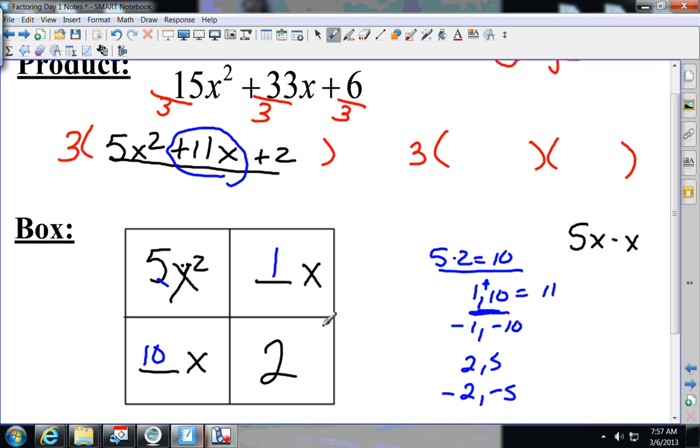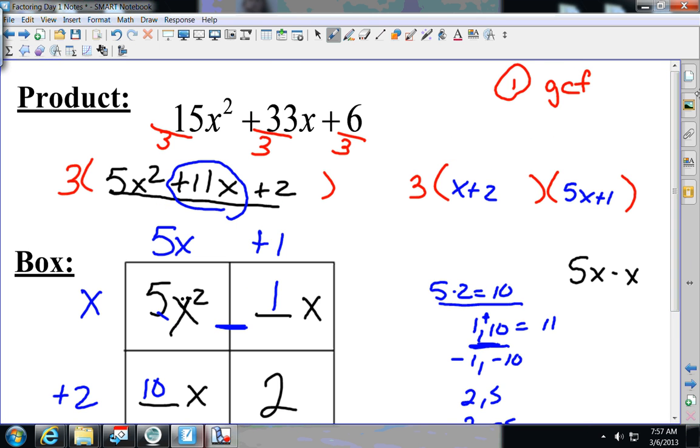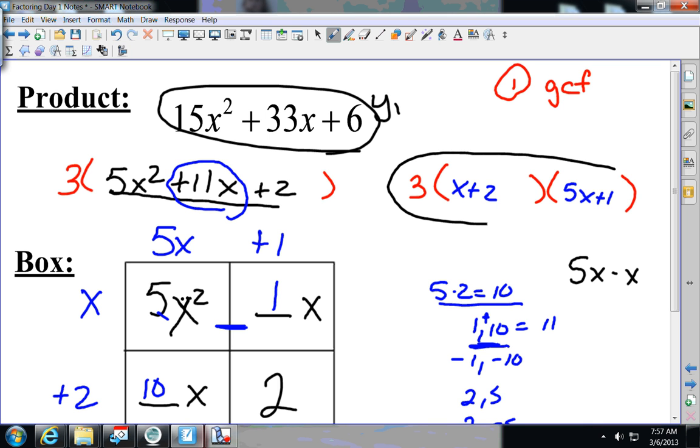You should also be able to see that out of these two boxes right here, what's the GCF? 1x. And so up top will be the 5x. Well, x times what gives you 1x plus 1. 5 times what gives you 10x plus 2. So I'm going to have x plus 2 times 5x plus 1. Remember to check it. You need to use the original problem up here. The original problem goes into y1, and this whole answer right here goes into y2.